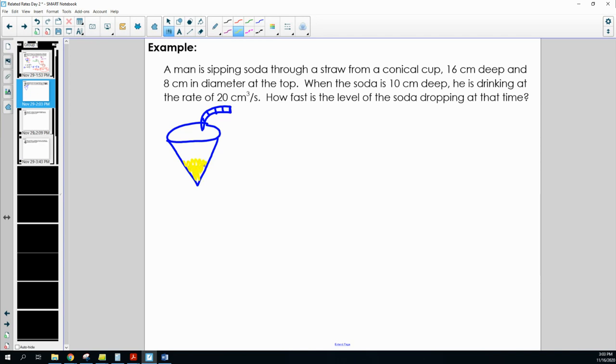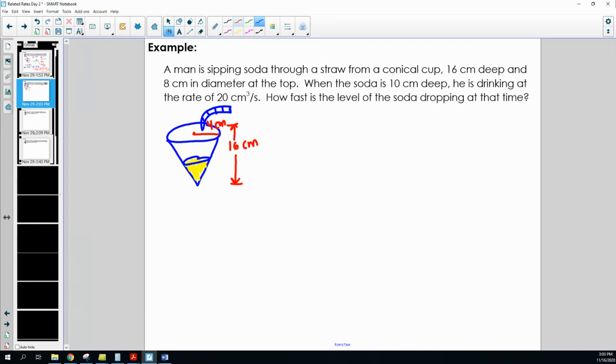Okay, so same idea as the last problem, right? We've got 16 centimeters deep and 8 centimeters in diameter at the top. So we know that the height is 16 centimeters. And in this case, they told us that the diameter is 8. So if the diameter is 8, then we know that the radius is really going to be 4 centimeters. Make sure you're paying attention to the units. So when the soda is 10 centimeters deep, he's drinking it at the rate of 20 centimeters cubed per second. How fast is the level of the soda dropping at that time?